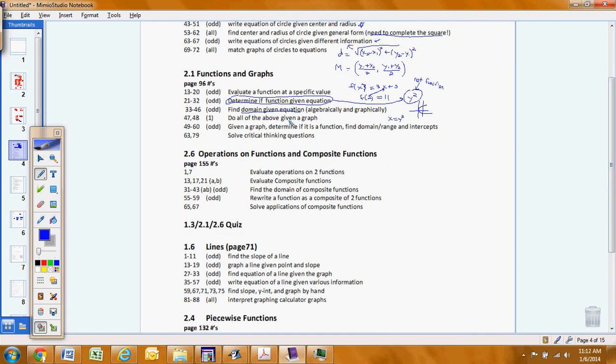So do all of the above given a graph. You have to be able to, if I give you a graph, tell me the domain of it, the range of it, determine if it's a function, all that stuff, x and y intercepts you should be able to do. So there's section 2.1 to 2.6, main thing here is composite functions. Know what a composite function is. So if I go back to that quiz that we were just looking at, we can just kind of go through all of these things, but it's pretty much on this quiz here.